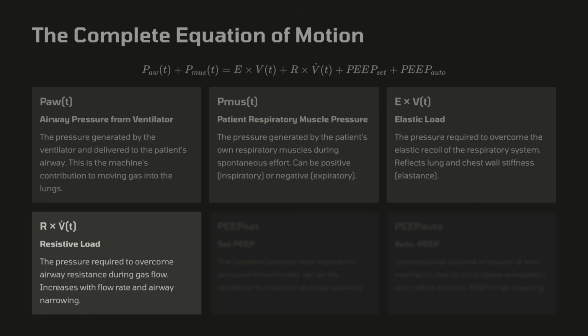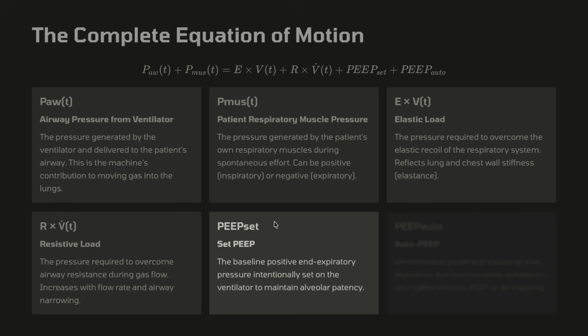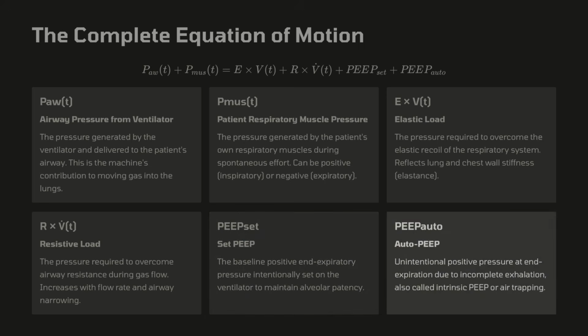Next is the resistive load. This is the pressure required to overcome the resistance of the lungs. This increases with flow rate and airway narrowing. Next we have the set PEEP. This is the baseline PEEP intentionally set on the ventilator to maintain the alveolar patency. Finally, you have the auto PEEP, which is the unintentional positive pressure at the end of expiration due to incomplete exhalation, which is the part of the air trapped.